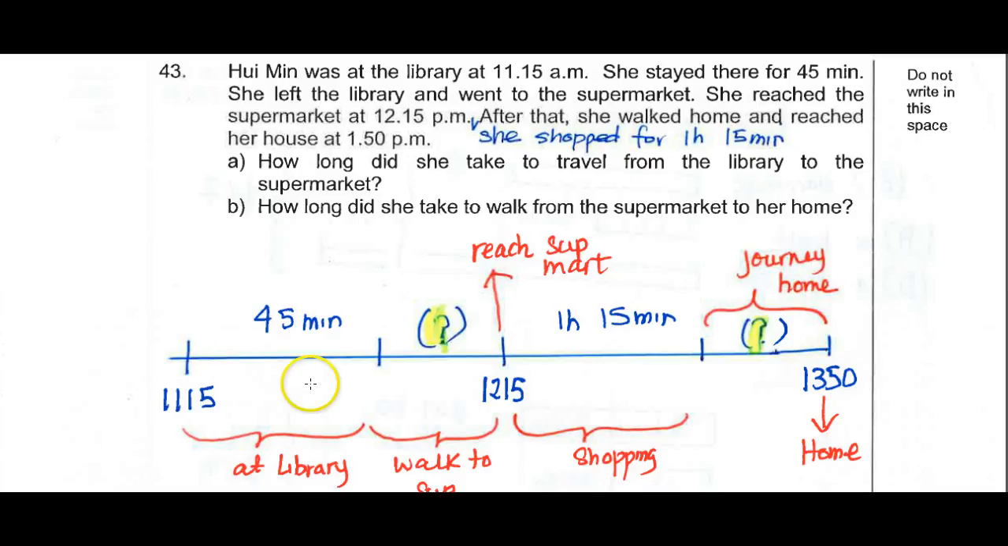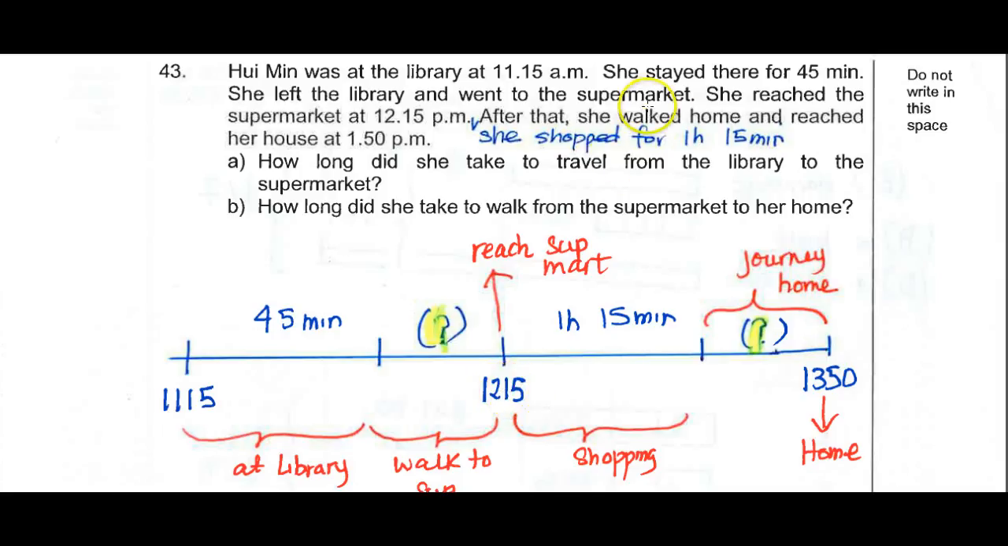Get this relationship right. Now she left the library and went to the supermarket. From here, she left and reached the supermarket at this time. She reached the supermarket at 12:15. She walked left and reached the supermarket at 12:15.